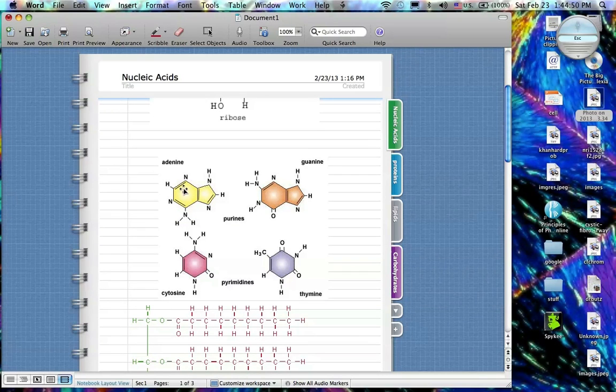It can be adenine, which is abbreviated A, guanine, which is abbreviated G, thymine, which is abbreviated T, and cytosine, which is abbreviated C. As you can see, the adenine and guanine are double rings, which means they have two structures. You can see that, one, two. And they are known as purines together.